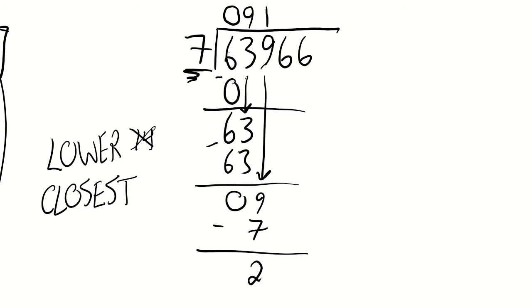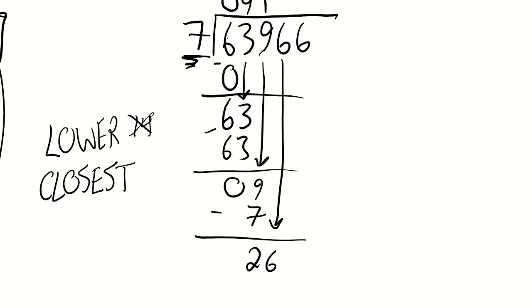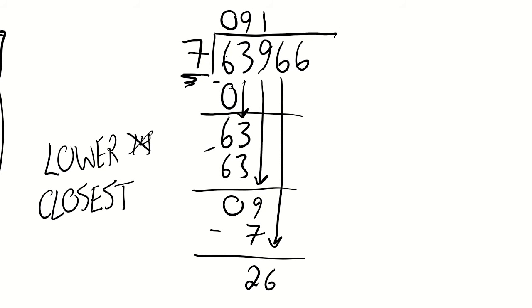So 9 minus 7 is 2. Bring down the 6. So now we have to do it again. What number times 7 gives you 26? Exactly, nothing. So we are at a little trouble again. However, what is the number that is both lower than 26 and is closest to 26 out of all the possible combinations with 7?